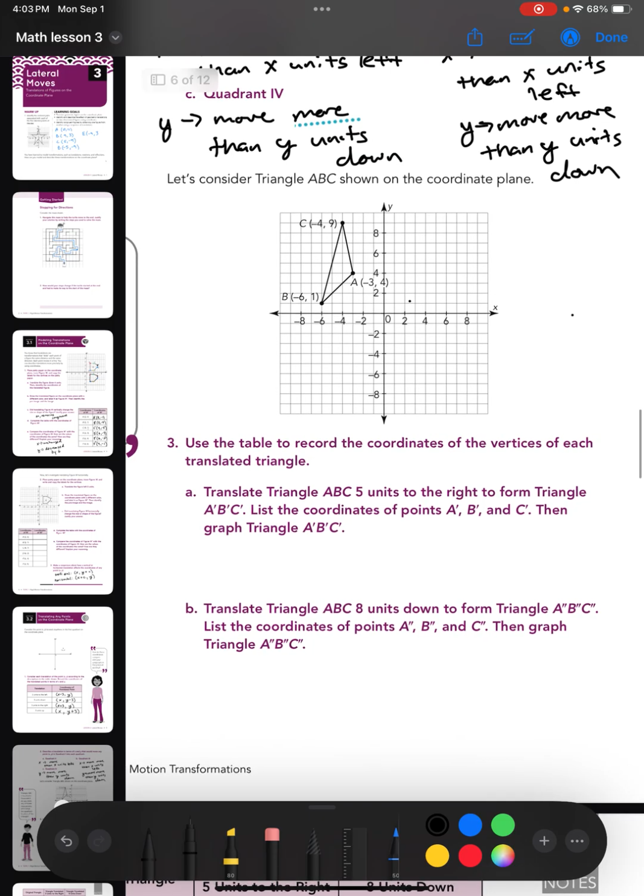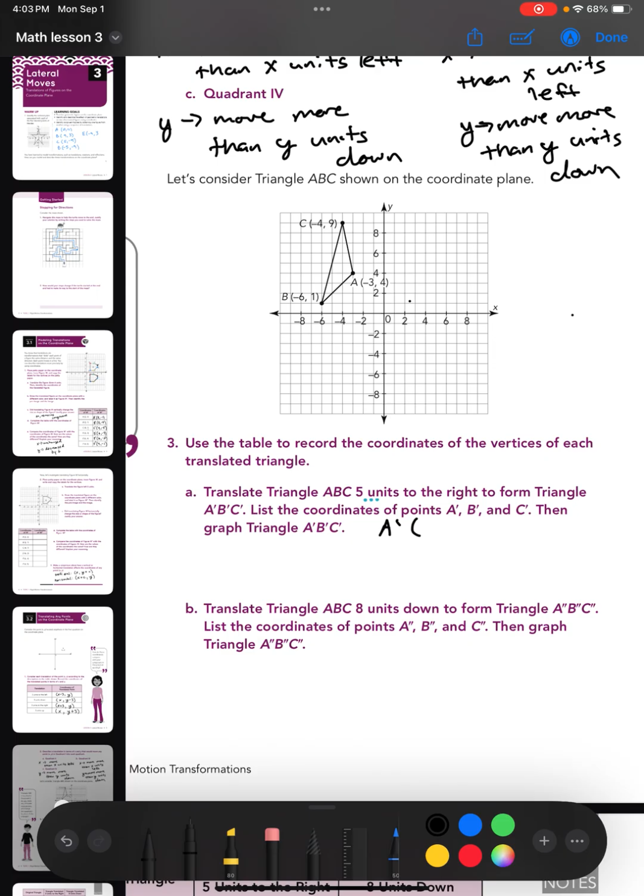All right, so looking at another figure here, let's consider triangle ABC shown on the coordinate plane. Question 3, use the table to record the coordinates of each of the vertices of each translated triangle. So now we're not going to draw it. We're just going to move the vertices to get the points of the new image. So translate ABC 5 units to the right. If we're going to move 5 units to the right, that means each X value needs to go up by 5.